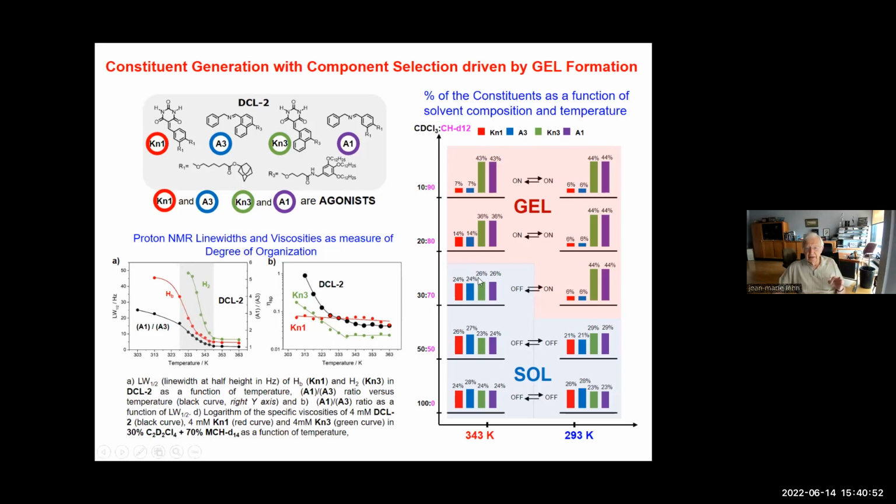At the beginning, it's only 25%. And when the gel is formed, then the other ones have lost their components, which lead to the formation of KN3 and of A1, and then lead to this amplification of the two agonists. The effect is very strong here, and it's a stronger driving force for forming the selection.